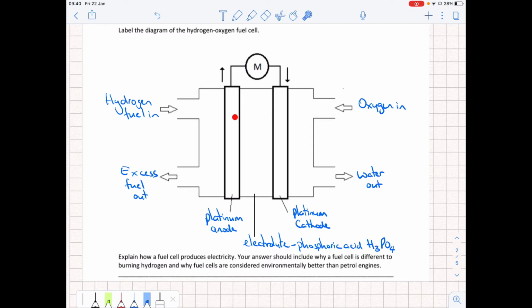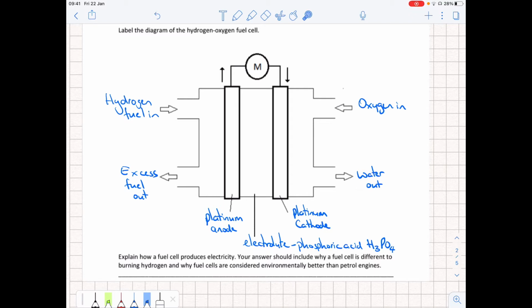In between these two, we have to have something to complete the circuit, and that is an electrolyte. Remember, that means loose ions that are able to move about, and the electrolyte, for example, could be phosphoric acid, with the formula H3PO4. Let's have a quick look at what goes on in here. Remember, this is just to illustrate this for you, and then we'll go back to the notes underneath.